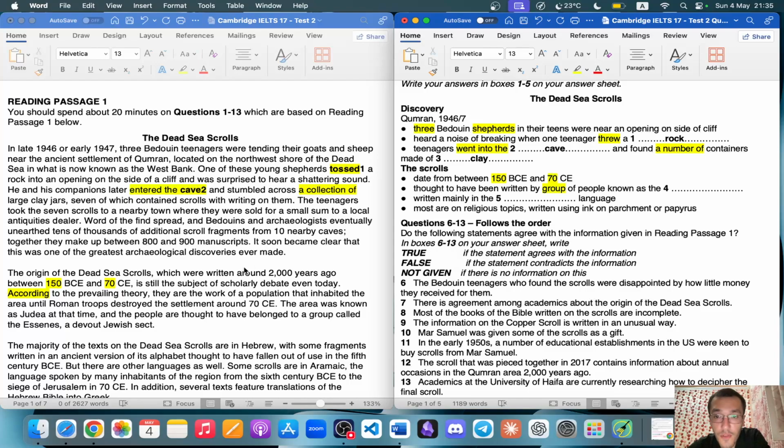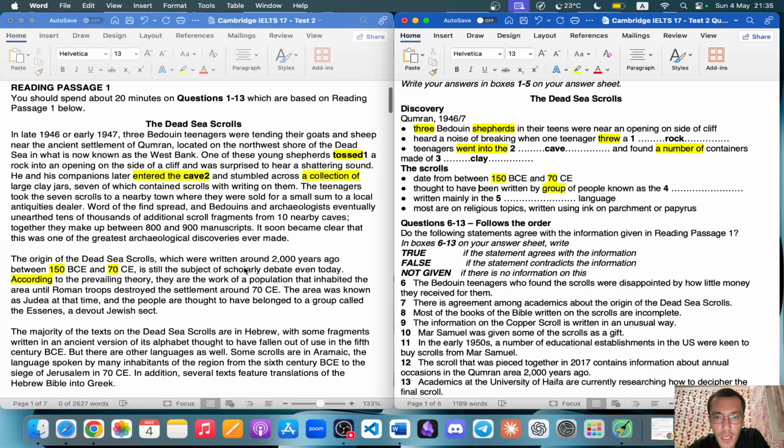150 BCE and 70 CE. They are thought to have been written by a group of people known as the something. Here we definitely need an adjective. Written mainly in the something language. We need to find in what language it was written.